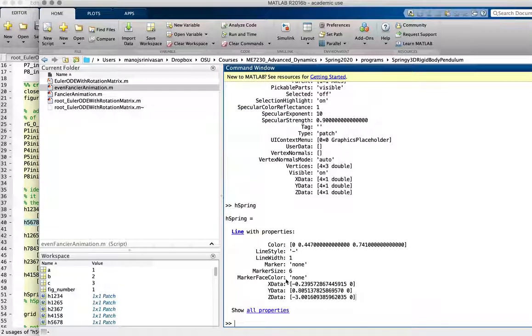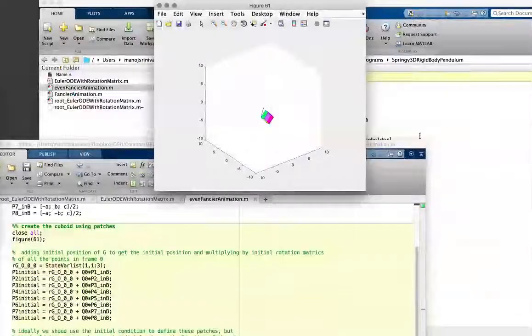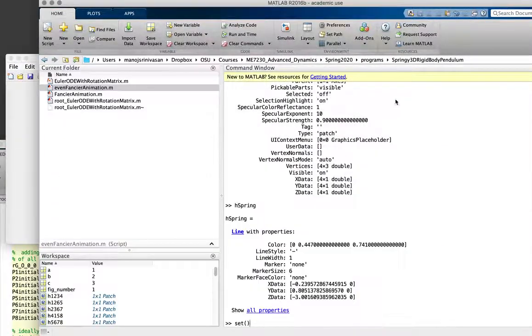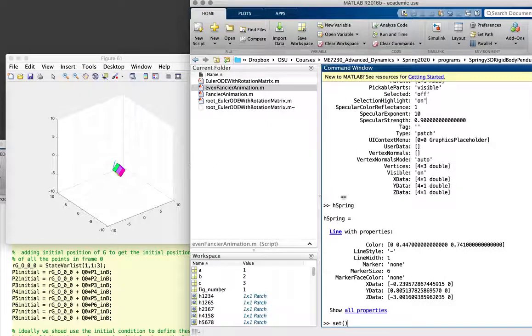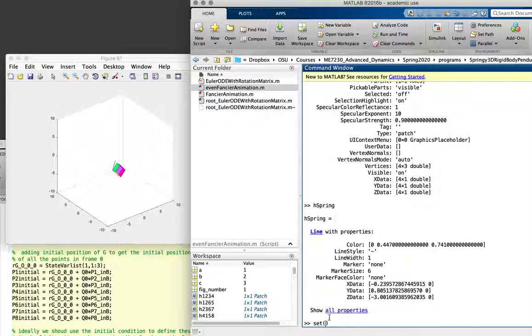Okay, and it turns out you can change any property using the command set. So for instance, what I'm going to do is increase the line width of this thing. H spring, you can go set H spring within quotes line width. And right now the line width is 1.